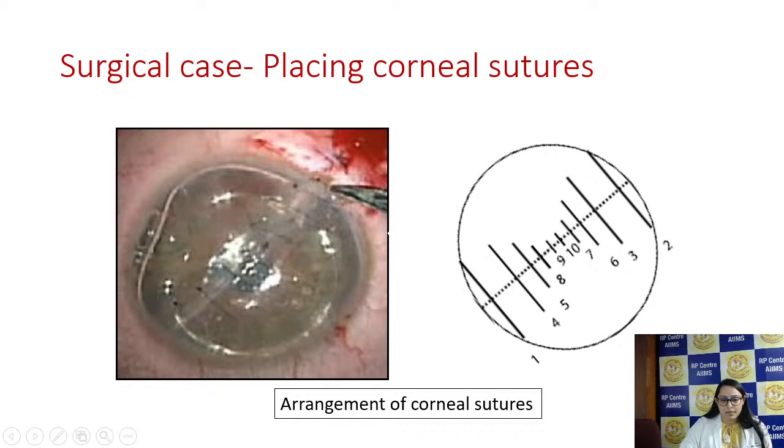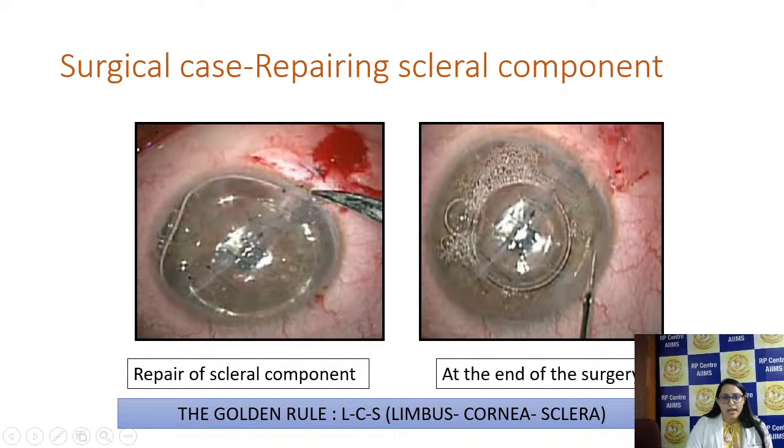Following the anatomical repair of the limbus, the second step is the placement of the corneal sutures. In this case, again, the Rossi-Hayes technique was performed and corneal sutures were completed. And lastly, the scleral component is repaired using 6-0 Vicryl, and at the end of the surgery, the peritomy is closed and we see that the anterior chamber is formed with a mobile air bubble. So we must remember the golden rule, that is LCS. This is the sequence of suturing. First would be the limbus, followed by cornea and then the sclera.